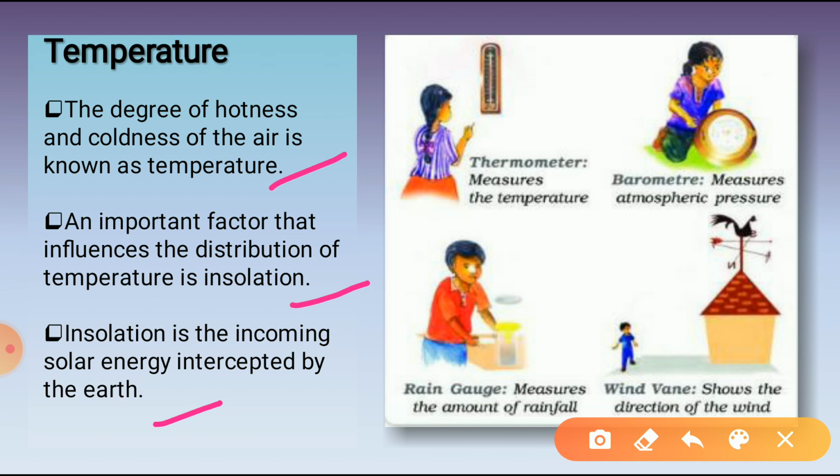Only approximately 52% of this insolation reaches the Earth's surface. The rest is absorbed by water vapor, dust, clouds, or is reflected by the Earth's surface and scattered by the particles in the air. The amount of insolation decreases from the equator towards the pole. Therefore, the temperature decreases in the same manner. So, the temperature in cities is much higher than that of villages.